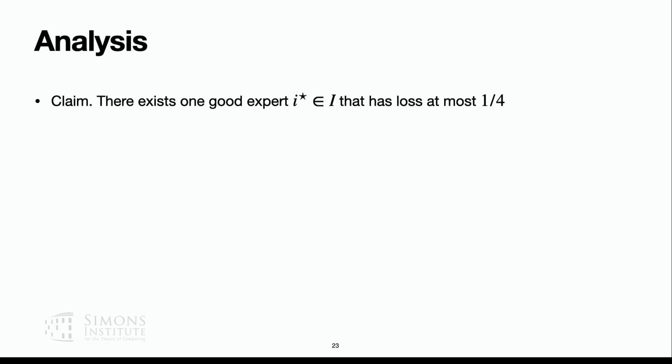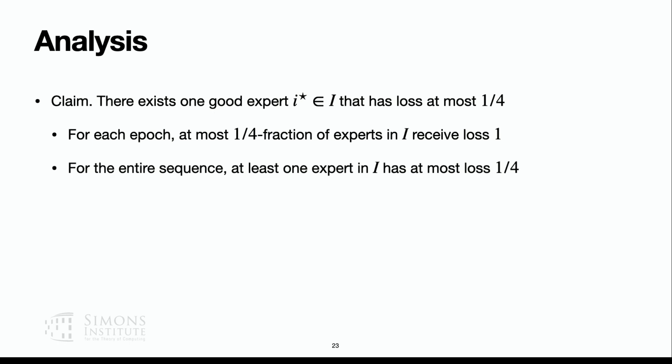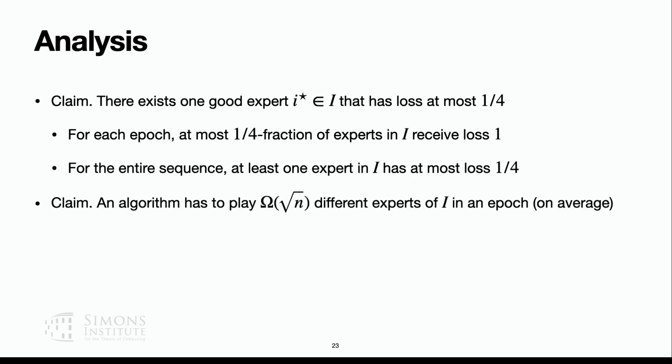Let me show you the analysis, but let's first make a simple claim. I claim there exists one good expert, I star, inside of this index set that has loss at most 1/4. The reason is that if there are no exceptions, then every expert in I has loss 0. But now inside each epoch, probably sqrt N over 4 experts will have loss 1. Then probably a 1/4 fraction of experts in the index set receive loss 1. But it's fine, right? The total size is sqrt N, and only 1/4 of them have loss 1. On average, there exists one expert that has loss at most 1/4. Now I show you that the best expert in the sequence has loss at most 1/4.